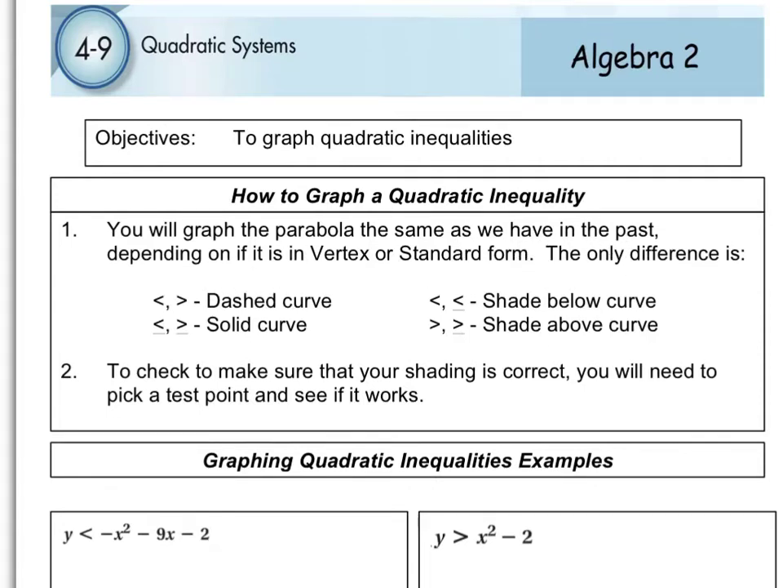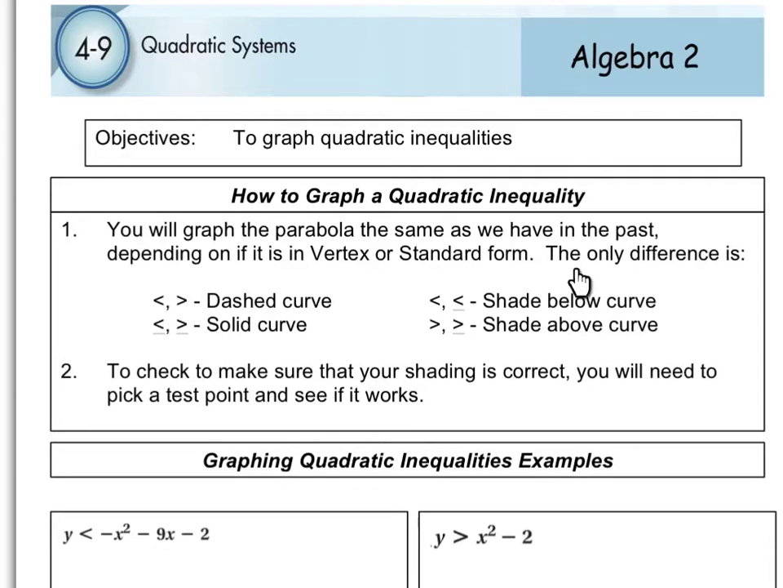Again, if it's in standard form, we have to find the vertex and then use the y-intercept. If it's in vertex form, we find the vertex, we do the 2 points to the right of it, reflect it, and so forth. So that process is not going to be any different.